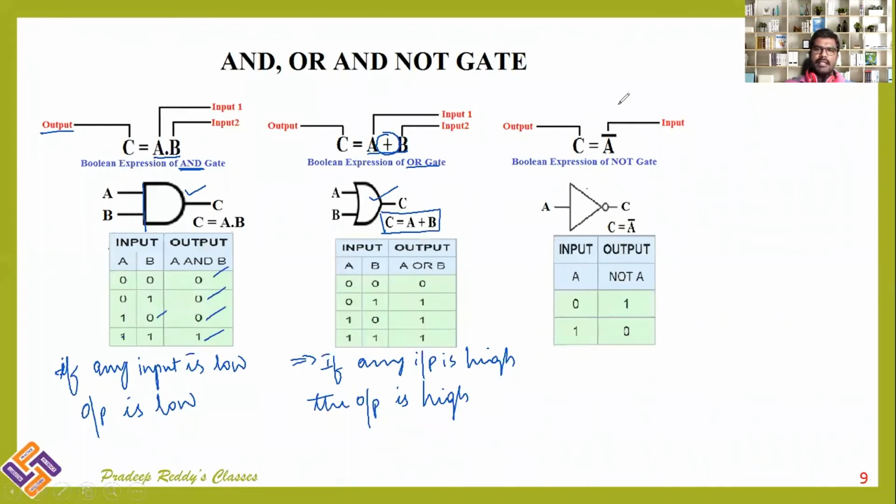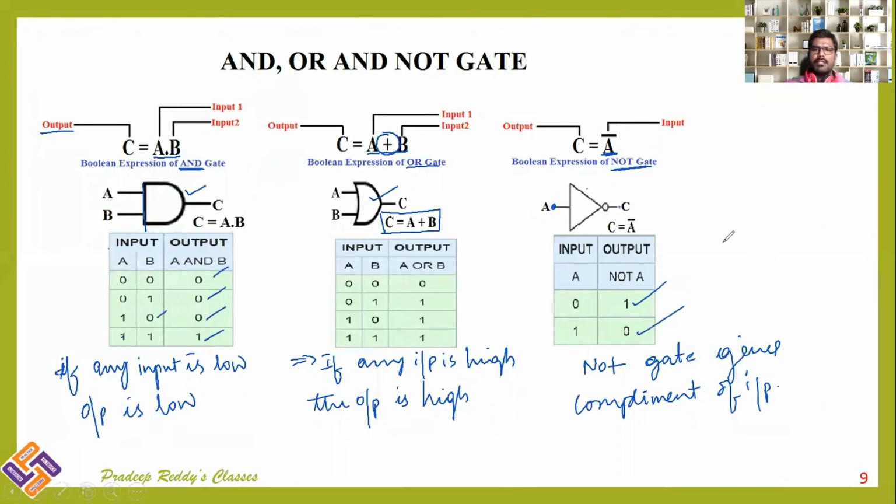And next is NOT gate. NOT gate gives you complement. So any one input is being given. The logic is that NOT gate gives complement of input. You are providing 0, output will be 1. You are providing 1, output will be 0. These are the comparisons of AND gate, OR gate and NOT.